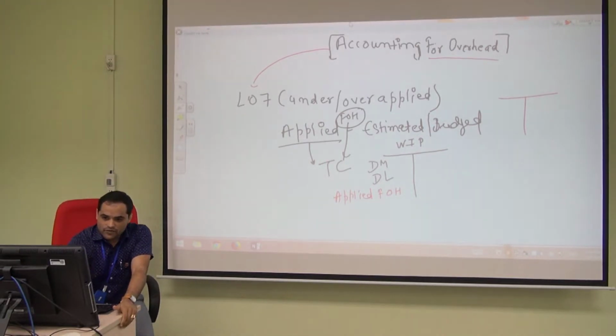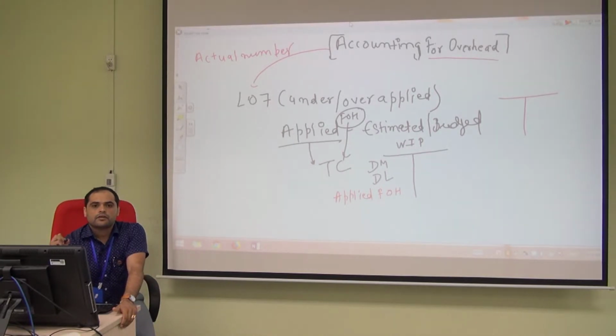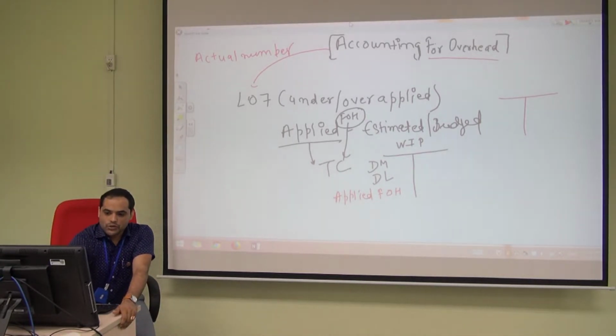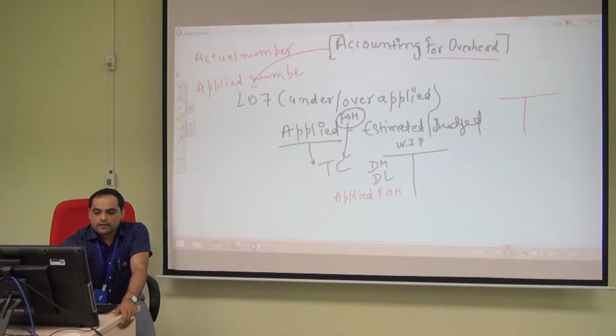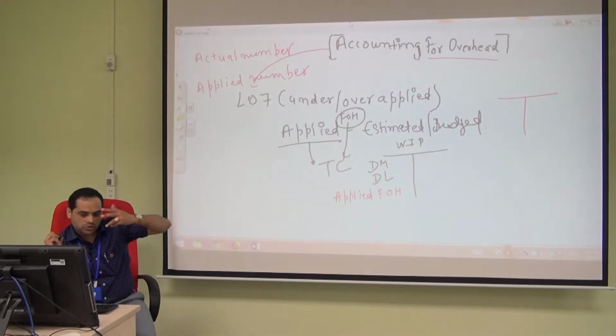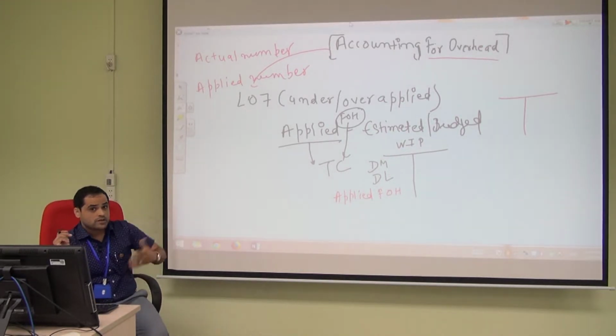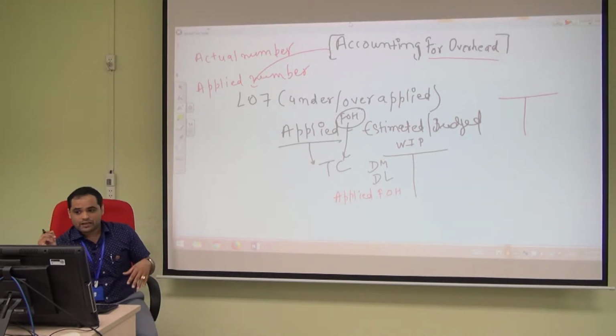So at the end of the year, I got the actual number, and I used the applied number. So I have two types of numbers here. Which number will you use? So we will calculate over or under applied.